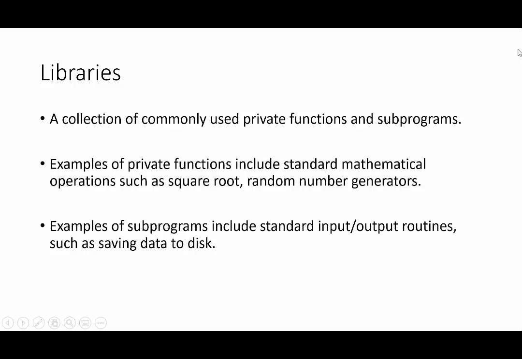Whereas there's already a library created, so you just have to put import random, which is the library, and then you just generate a random integer. And that code's already written for you. So there's some other examples, things like square root, and random number generators again, and we've talked about time. Examples of subprograms include standard input-output routines such as saving to disk. So again, things like writing to file and saving files in certain areas. If you're writing programs, there's a code library that's already been written for you.